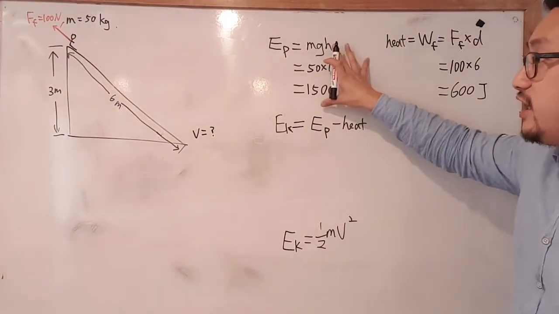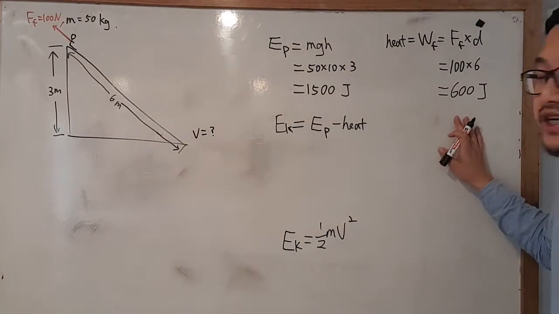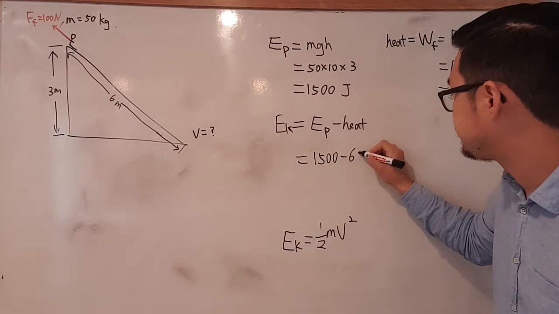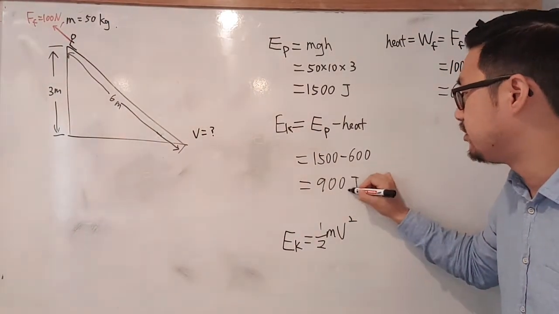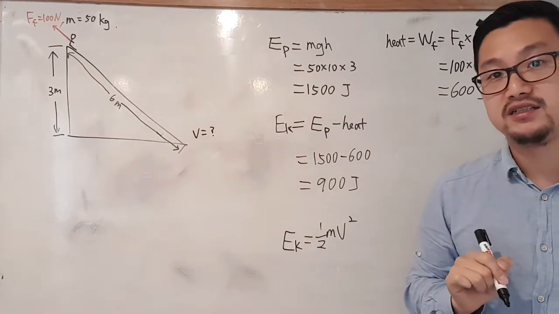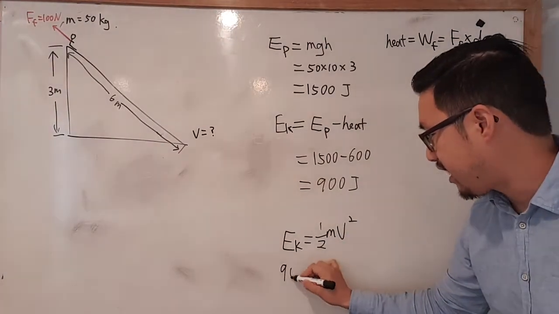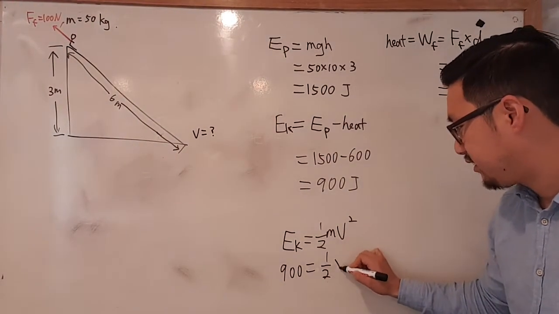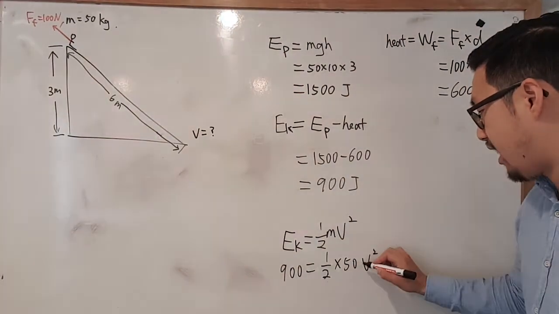So total gravitational potential energy was 1,500, and now 600 is turning into heat, and then we put in here. That gives me 900 joule of kinetic energy. Okay, so now we're going to put it over here. 900 joule equals half times the mass, which is 50, times V squared.